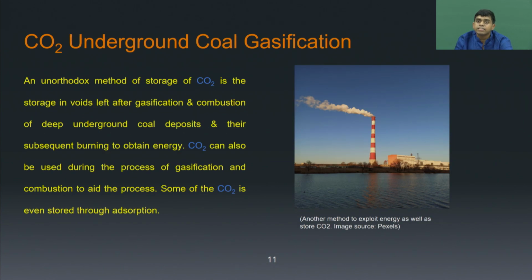Now the next method is CO2 underground coal gasification. CO2 underground coal gasification is a method of energy generation in which the deep unmineable coal seams that are present are gasified and combusted in order to form energy. CO2 could be used to assist in that process, and CO2 can be stored in the voids that are left behind after the process is done. Some of the CO2 also gets deposited or adsorbed onto the leftover coal present in those voids.